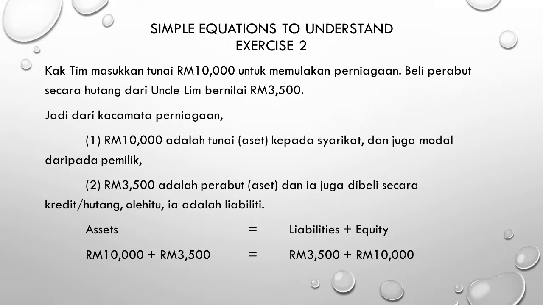If you put it under the formula, for asset we have 10,000 cash plus 3,500 the furniture, which is still an asset. It gives 13,500, and it equals liability, 3,500 that we purchased on credit, and the equity, the capital that I put in, 10,000. So 13,500 equals 13,500.